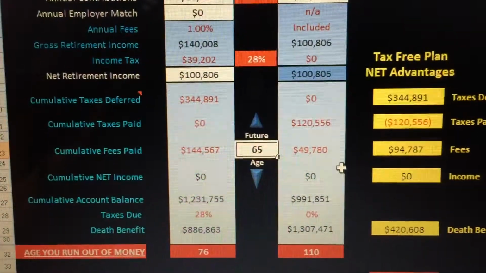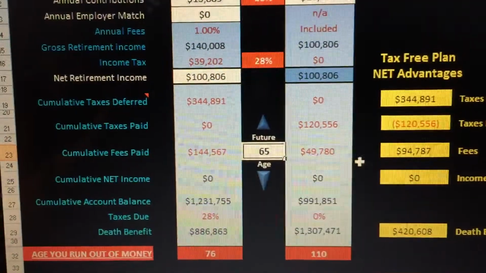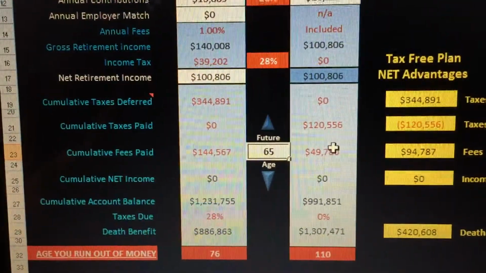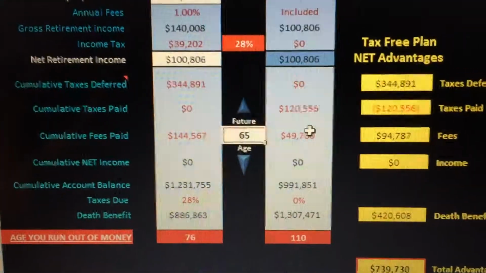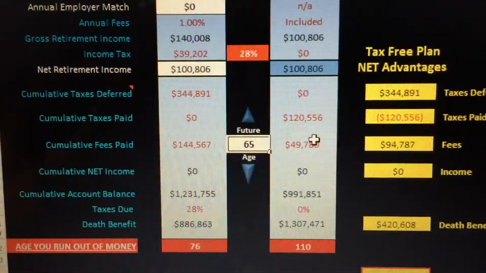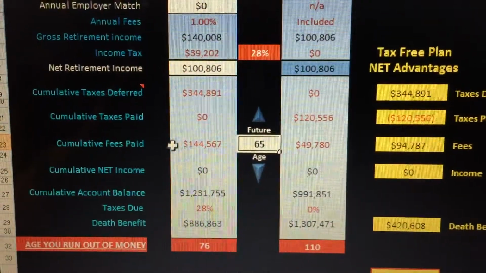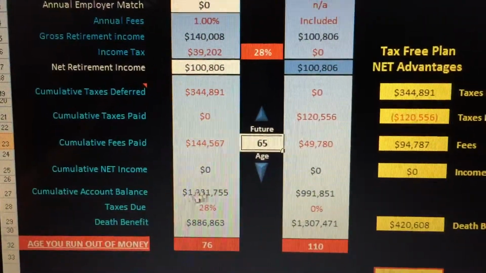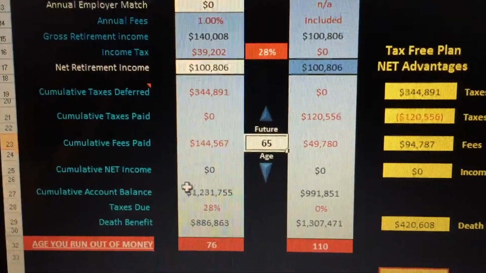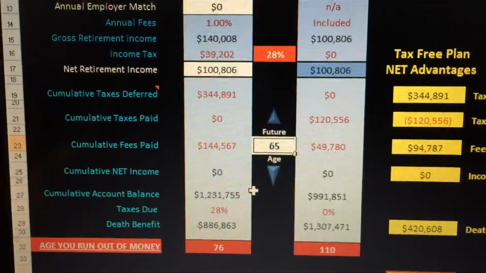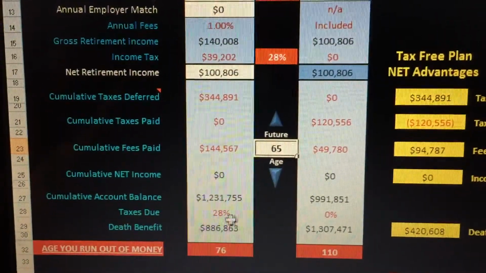$144,000 compared to just $49,780 for the IUL. That's almost 3 times as much, people. And the reason why, let me explain that, is because the person who has this traditional plan over here, they're getting charged 1% of the accumulative balance of their account. So as this account balance has grown over the 30 years, they are getting charged every year 1% as this account gets bigger and bigger and bigger.